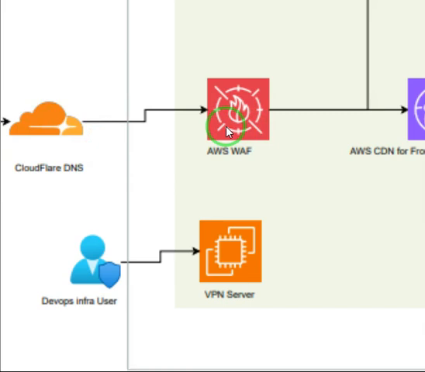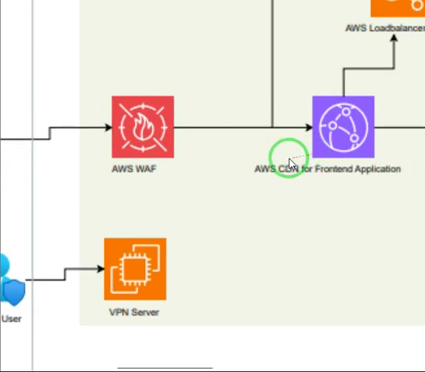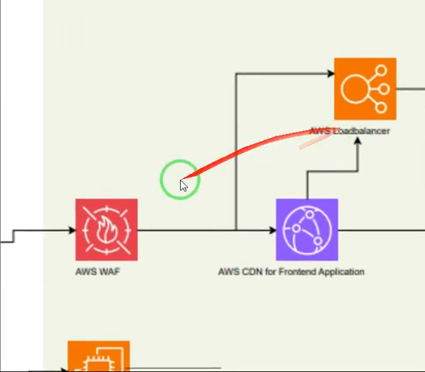Web application firewalls provide advanced protection for your web application against common web exploits and vulnerabilities such as SQL injections and cross-site scripting. AWS WAF ensures applications are safeguarded against threats and vulnerabilities. And it is attached to the application load balancer. As you can see here, it's attached to the application load balancer.